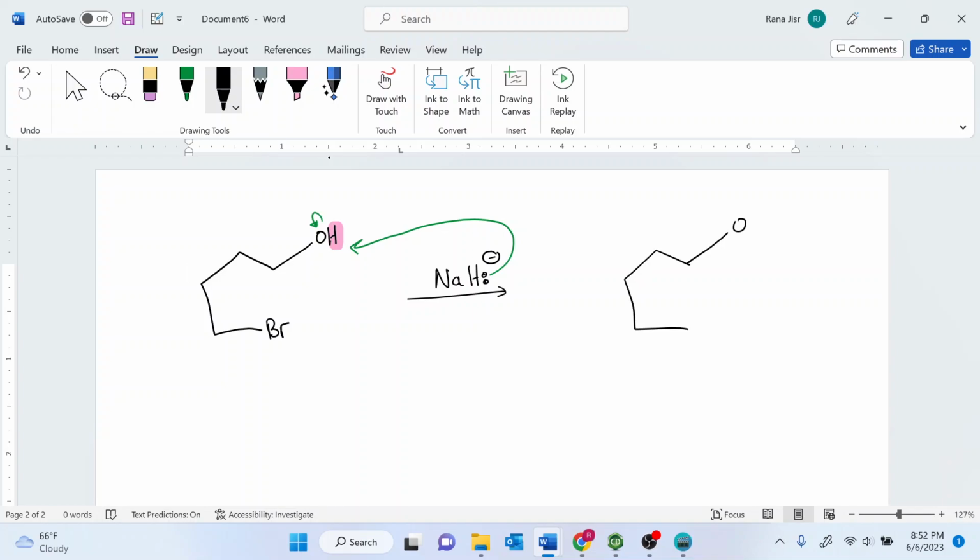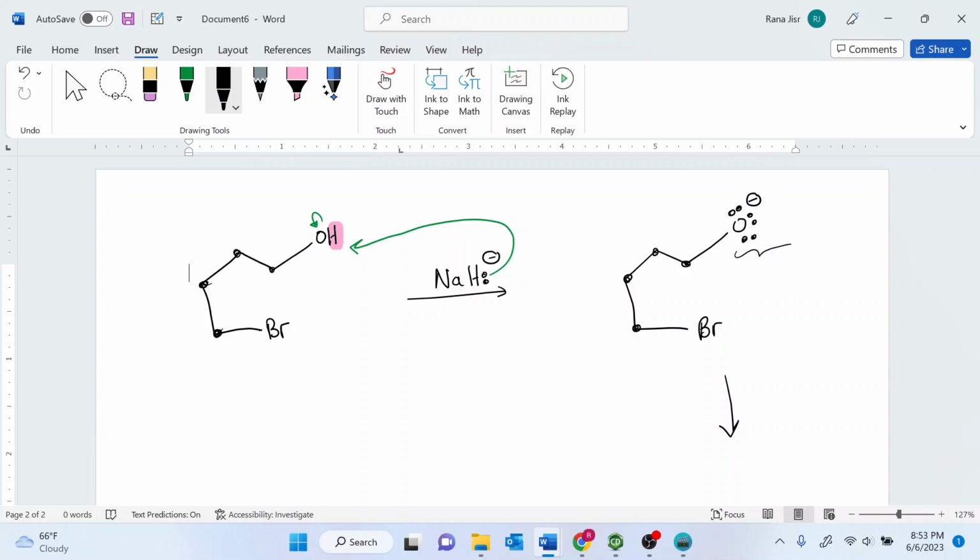Count your carbons. I'm not adding any additional carbon in there. I have 1, 2, 3, and 4 carbons, and this is a bromine. So what I created over here is an alkoxide. Still, I am working with the Williamson synthesis, but the difference is that the alcohol and the alkyl halide are in the same molecule instead of being in separate molecules. And this mechanism is called an intramolecular Williamson synthesis instead of a regular Williamson synthesis.